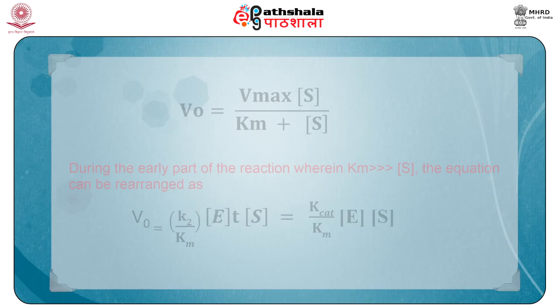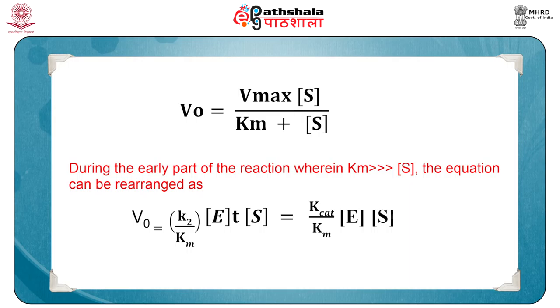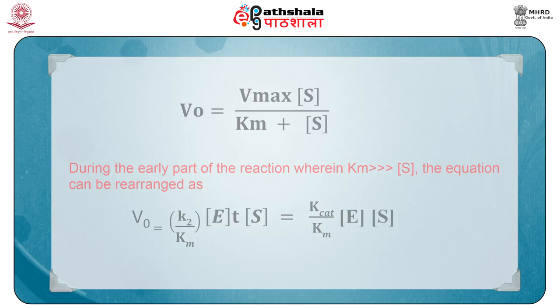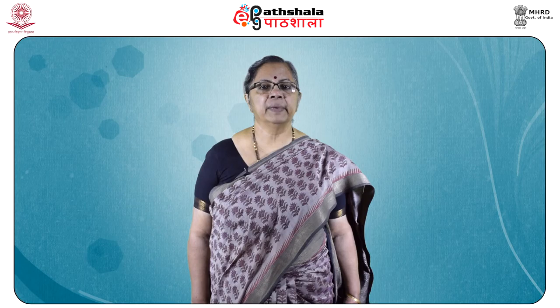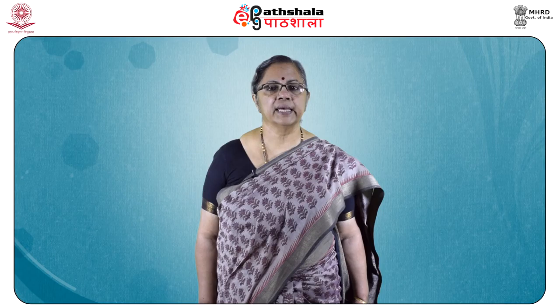Now, consider the MM equation, MM being the short form of the Michaelis-Menten equation. V0 is equal to Vmax S divided by Km plus S. During the early part of the reaction, wherein Km is much larger than S, the equation can be rearranged as V0 is equal to K2 divided by Km into Et into S, and that being equal to Kcat by Km into E into S. Thus, the parameter Kcat by Km becomes the second order rate constant for the substrate S to interact with the enzyme E.